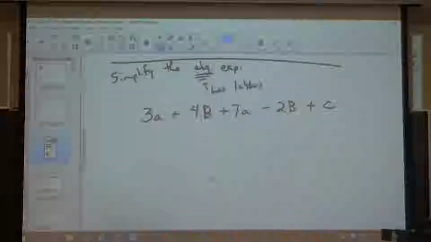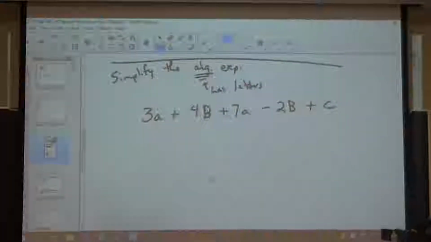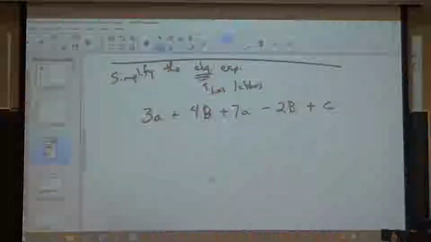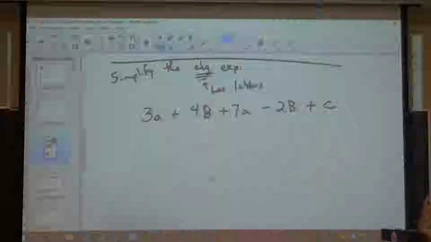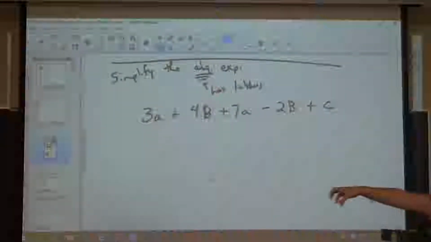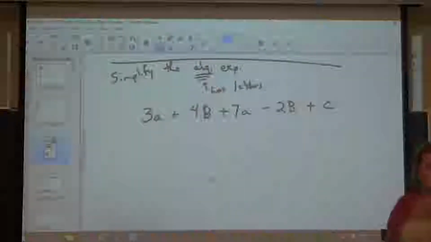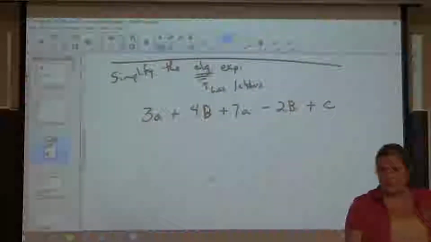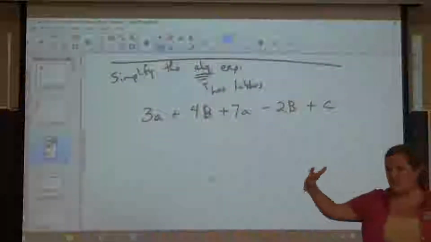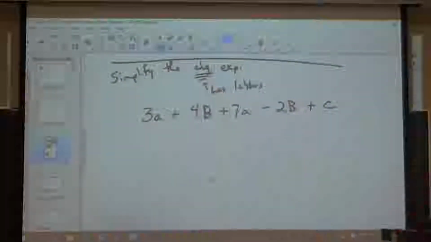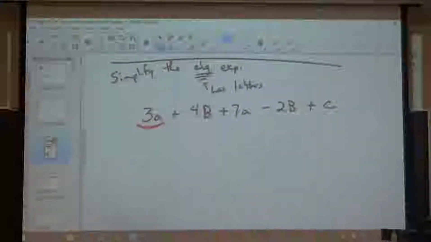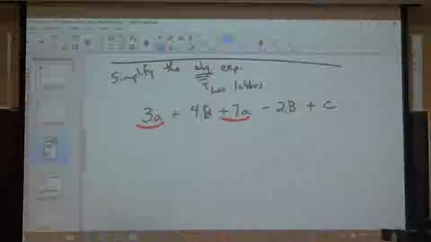Look at that one. 3a plus 4b plus 7a minus 2b plus c. You want to do the like terms? All high school language is coming back. Collect the like terms. When you clean up the house, you put the dirty clothes together, you put the kids' toys together, you put the dirty dishes together. So in this problem, we're going to put the apples together, the carrots together, the bananas together. So in this problem, my apple goes with my apple.